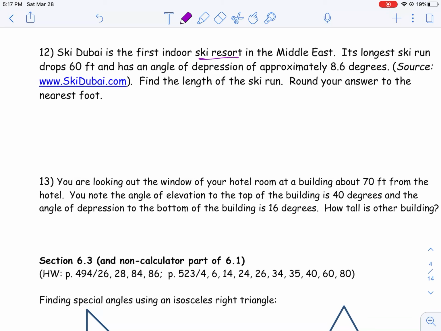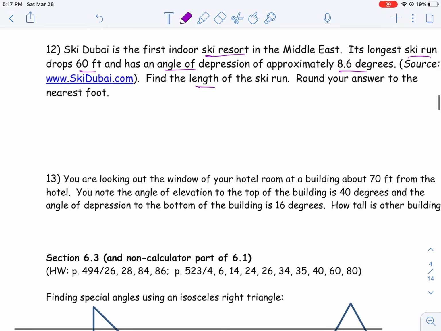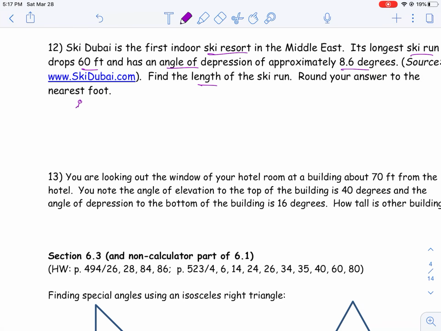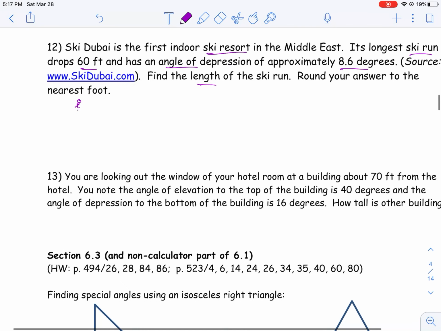Here we go. It's an indoor ski resort. Its longest ski run drops 60 feet and has an angle of depression of approximately 8.6 degrees. Find the length of the ski run. So you can imagine a ski run. We've got a little skier up here. He's skiing down the slope.